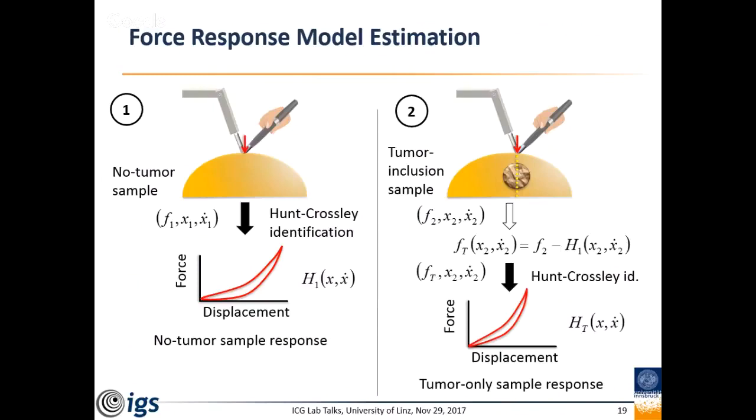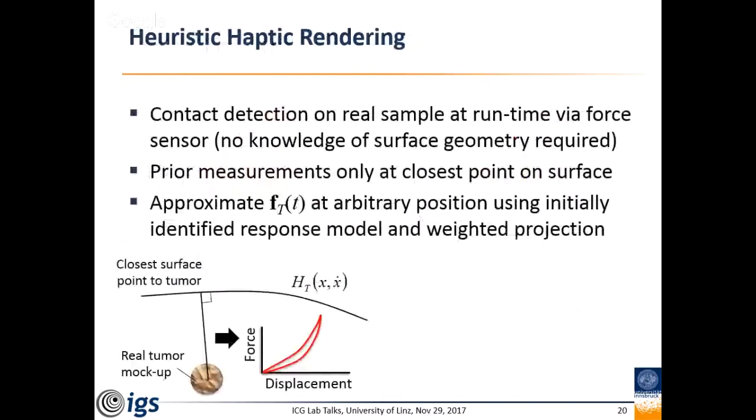And this we will then use for our heuristic haptic rendering to compute the forces. How does this heuristic rendering model look? Again, the contact detection happens via the force sensor. So as soon as we press on something, we can see there's some contact force. So we start rendering. We don't necessarily have to know the actual geometry here. We just have to know that we have contact and where.